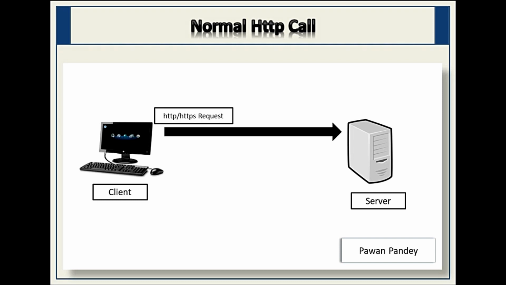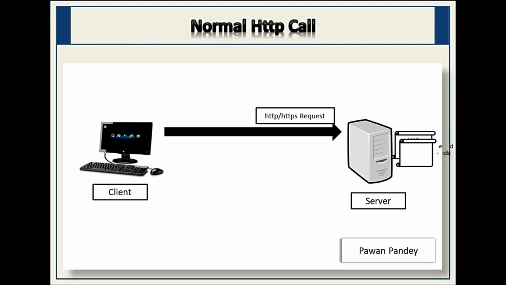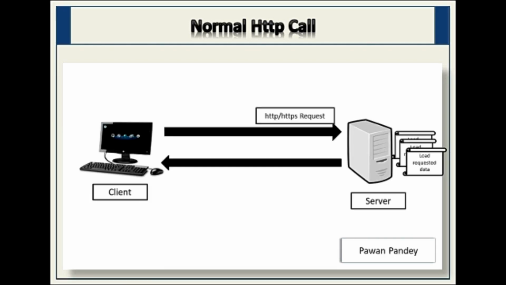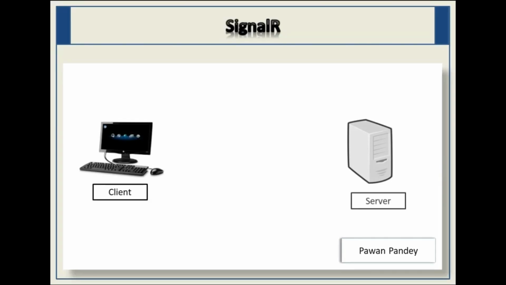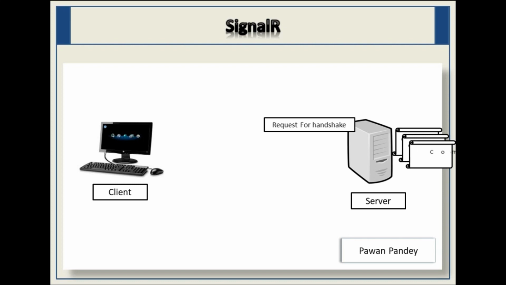Now let's check the difference between a normal HTTP request and SignalR. In a normal HTTP request, the client sends an HTTP or HTTPS request to the server, and the server finds all the information available on the server regarding that request and returns that information to the client. On the other hand, using SignalR, first a request is sent to the server for a handshake, meaning a request that checks whether both client and server are compatible with each other or not.